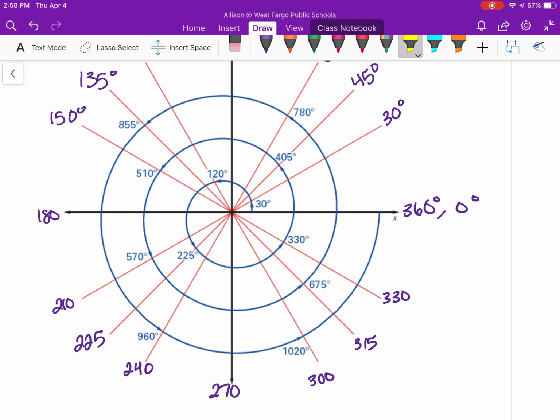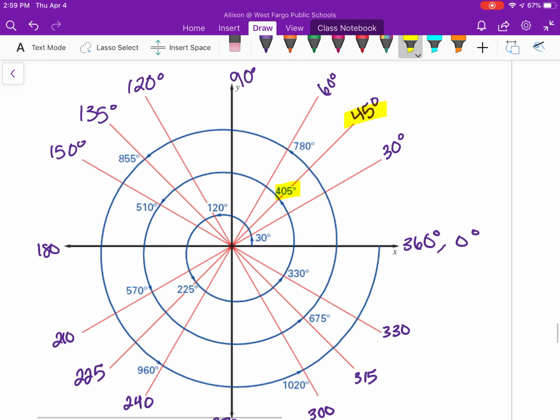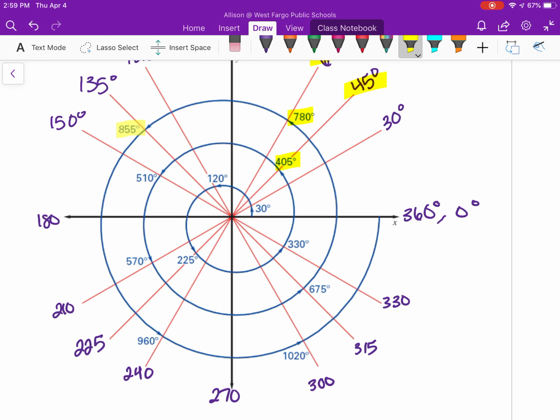You're going around. Here you're starting at 30, and then 360, then up another 30 would be at 405. Or up 30 would be 390, then up 45 would be 45. So 405 and 45 are coterminal angles. 780 and 60 are coterminal angles. 855 and 135 are coterminal angles. 210 and 570 are coterminal angles. And the list goes on.